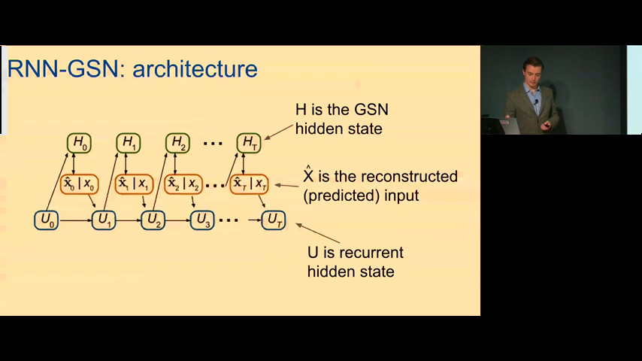We're going to take an input, x, and calculate a hidden recurrent state. We're going to take that hidden recurrent state, calculate the hidden GSN state, which will then predict what the next x should be, which is x hat. And then we're going to take the reconstruction error of that x hat with what the next input actually was and use that as the cost. And we can continue this for however long our sequence should be.